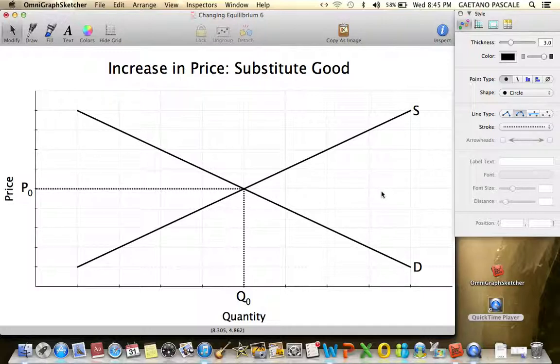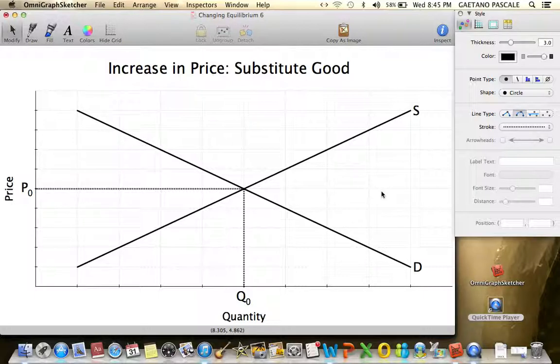What we have occurring in this market is an increase in the price of a substitute good. A substitute good is something that can be used in place of another product. Some examples that I gave you previously: some people consider coffee and tea to be substitutes. When the price of coffee goes up dramatically, people substitute away from coffee and start drinking tea or other types of beverages because it's too expensive to drink coffee. So think of substitute goods as goods that can be used in place of one another.